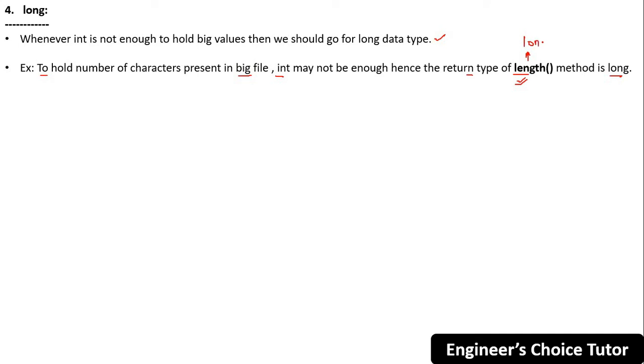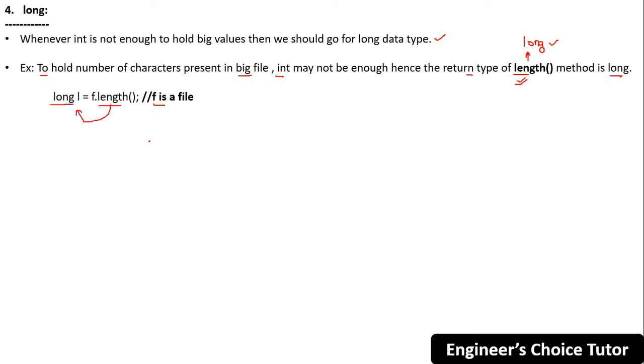Hence the return type of this length method is long. It is already a predefined method, and its return type is long. I'm just explaining why they have given the length method a return type of long: to hold the number of characters present in a big file, int may not be enough. For example, f is a file, so f.length() will return you a long value.